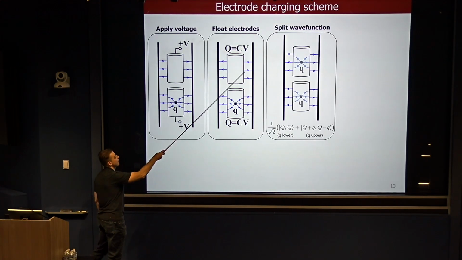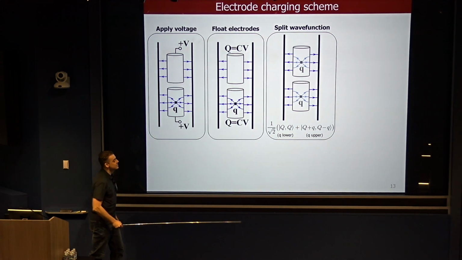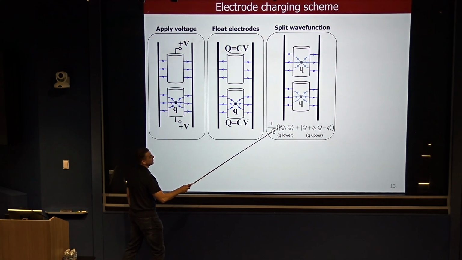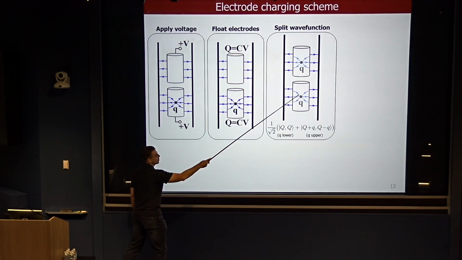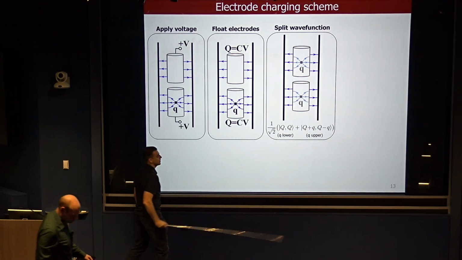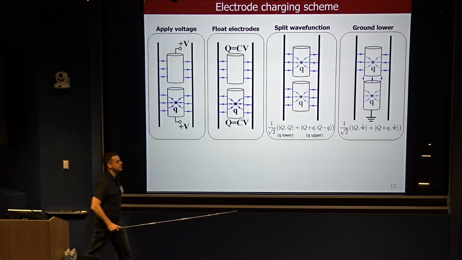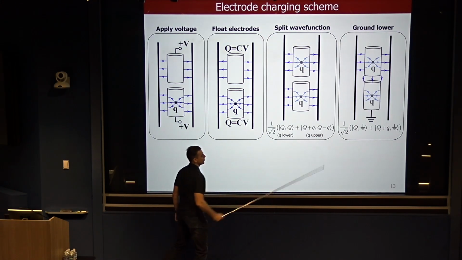You split it into two halves. So now it's grayed out because it's in both places at once. And in this case, you've got this entangled state where the upper electrode is Q, lower electrode is Q if the charge stays downstairs. If the charge goes upstairs, there's more charge upstairs and less downstairs. And in that case, you can get a potential difference, or energy difference rather, if you simply ground the lower electrode.